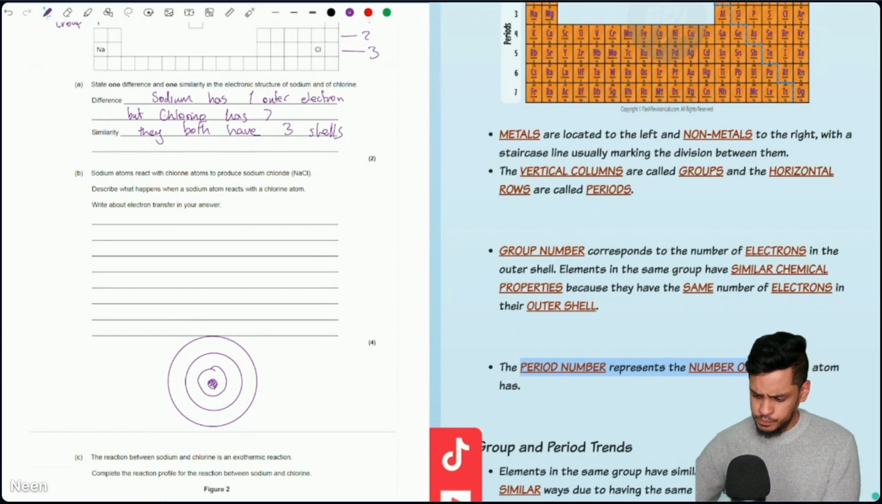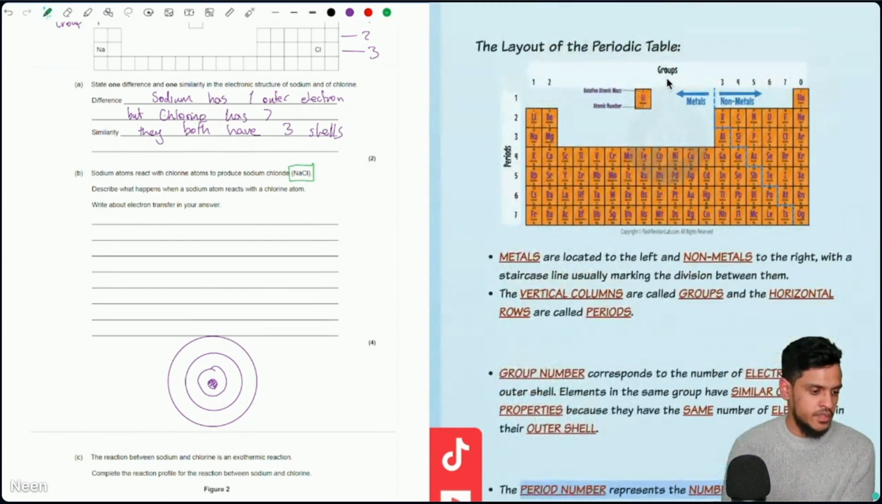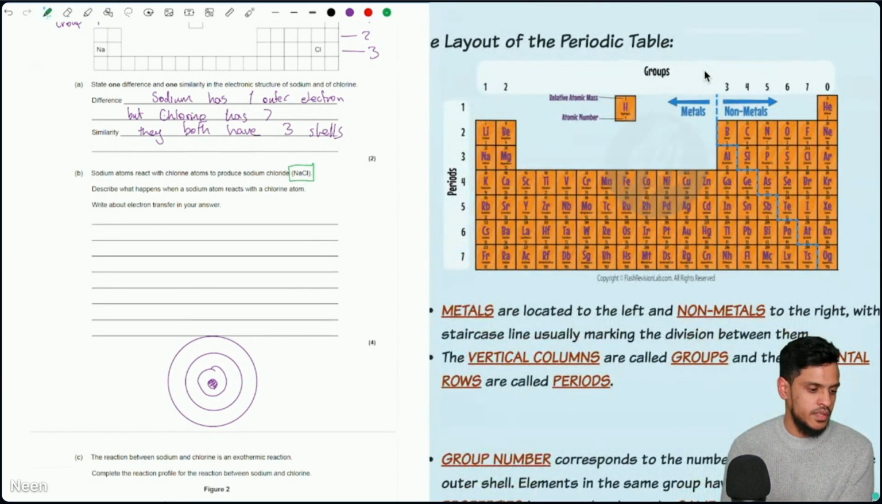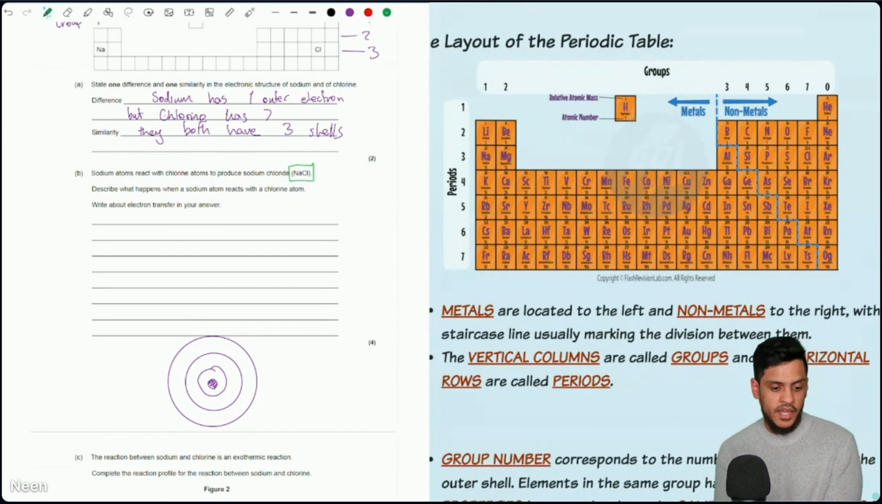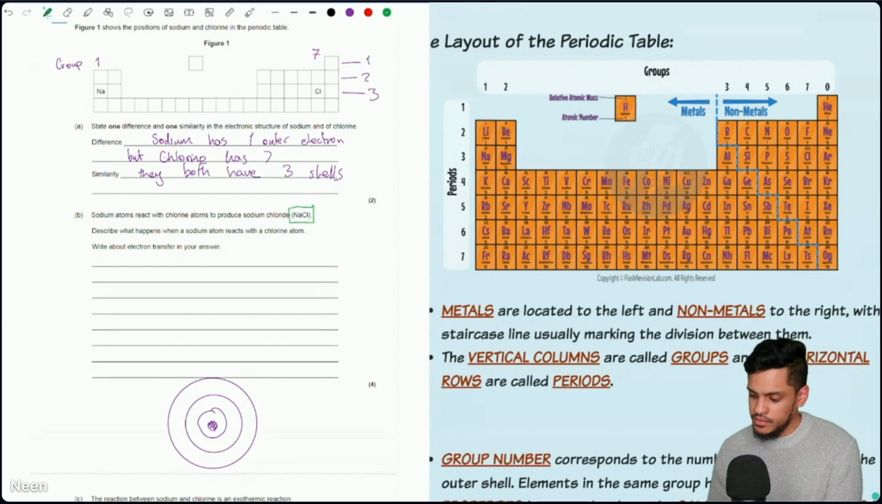Right. What type of bonding is in sodium chloride based on what I've said, guys? Sodium and chlorine. Look at the position. Figure out which one's metal, which one's non-metal. Is it covalent? Is it ionic? Or is it metallic? Ionic. Yep. Well done, Nav. Ionic. So this is a question about ionic bonding.